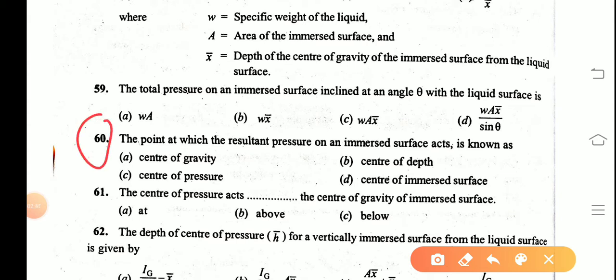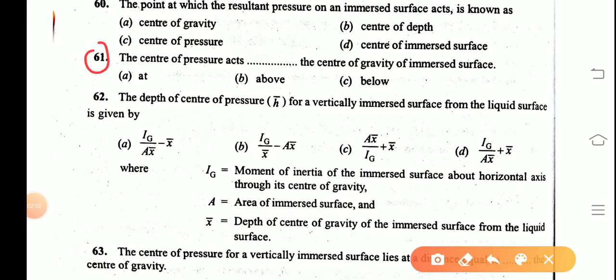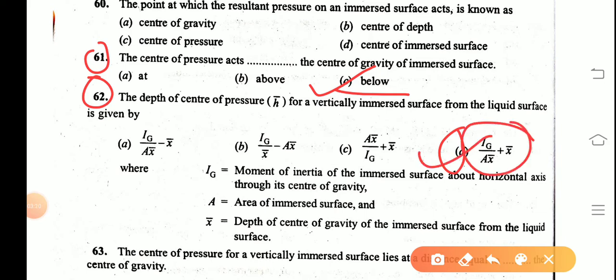Now question number 60. The point at which the resultant pressure on an immersed surface acts is known as center of pressure. The center of pressure acts dash the center of gravity of immersed surface. Answer will be below. Question number 62. The depth of center of pressure h bar for a vertically immersed surface from the liquid surface is given by the formula Ig by A x bar plus x bar. So this will be the right answer.